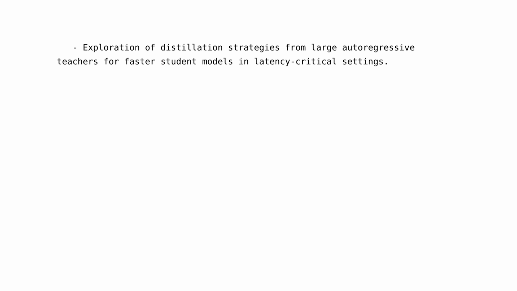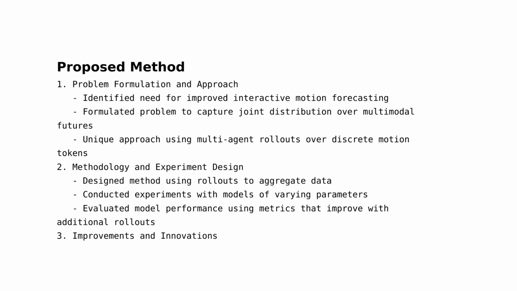The key improvements introduced by this method include the ability to better capture the joint distribution over multimodal futures and the flexibility to adjust the number of rollouts used, which can significantly impact the model's performance. The authors also suggest potential avenues for further improvement, such as leveraging the trained model in model-based planning frameworks and exploring distillation strategies from large autoregressive teachers. These strategies could enable faster student models to be deployed in latency-critical settings, further enhancing the performance and applicability of the proposed method.